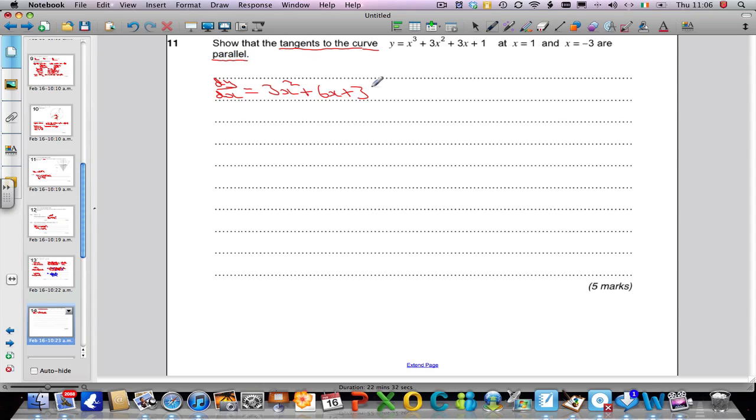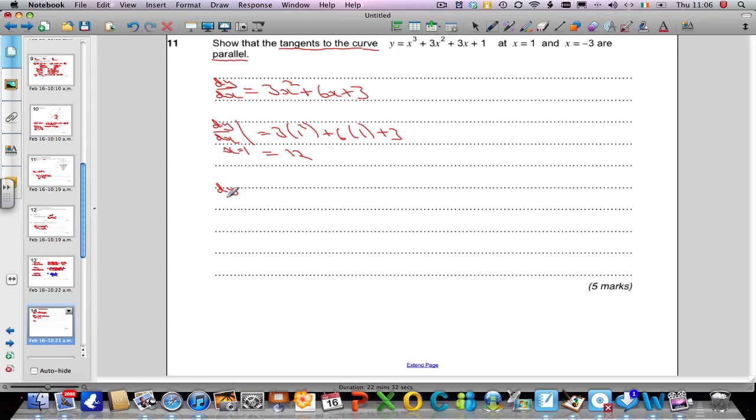Well, when two gradients are parallel, or two lines are parallel, that means the gradients are the same. So to show that two tangents are parallel, well, a tangent is a line. I'm going to show that the gradient of the tangents are the same. So I'm going to evaluate dy dx. I'm going to evaluate, first of all, at x equal to 1. Right, so we get 3 times 1 squared plus 6 times 1 plus 3. So we end up with 3 plus 6 plus 3, which is 12.